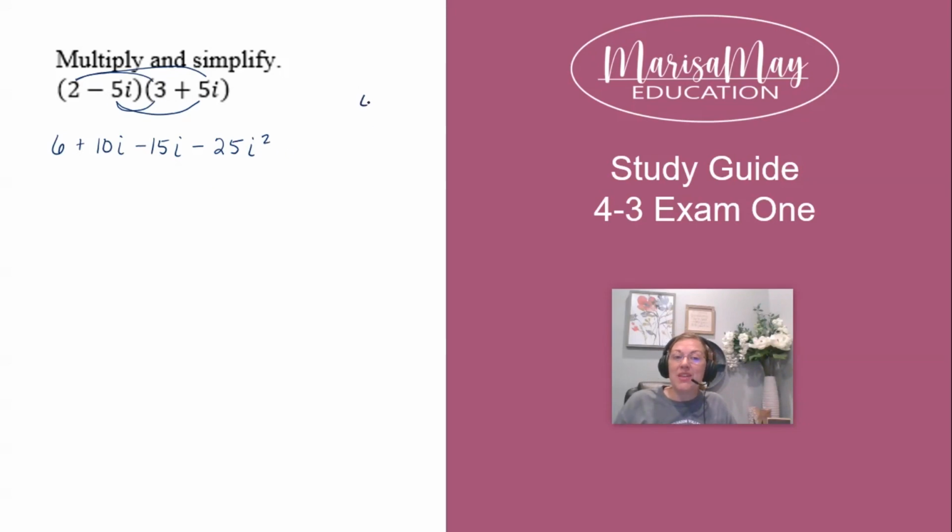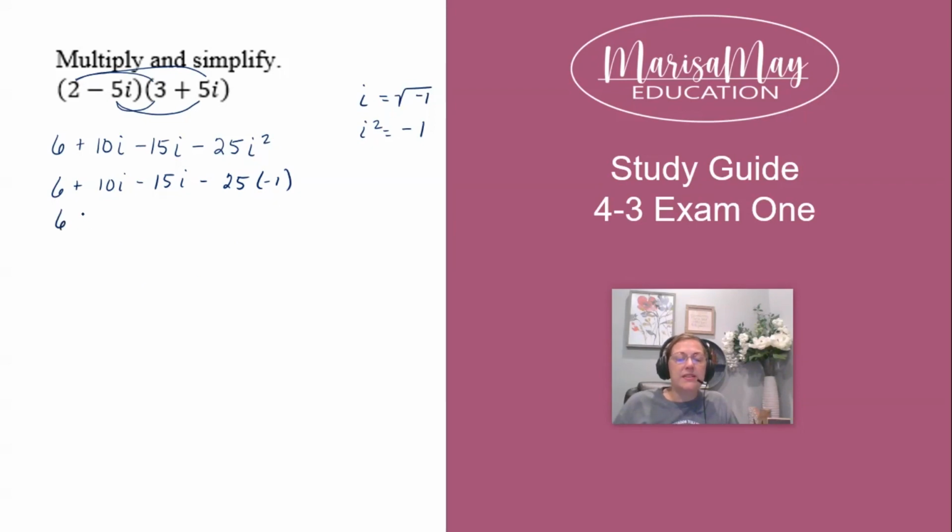Now you'll remember that i equals the square root of negative 1. So i squared will be negative 1 because if you square the square root, you're going to get what's inside. So I'm going to make that substitution here that i squared is negative 1.